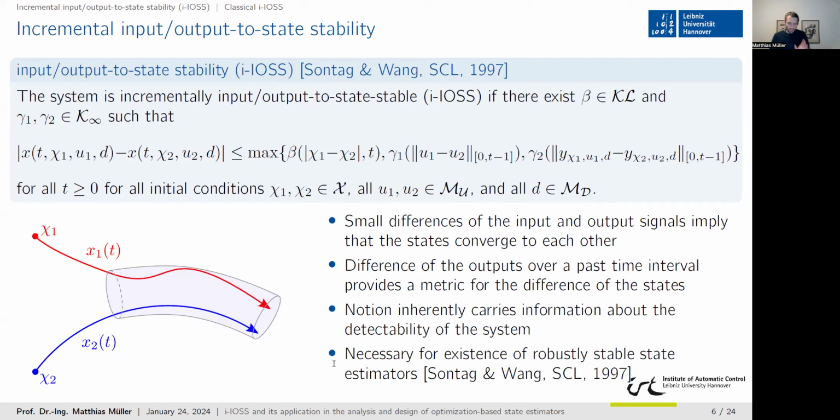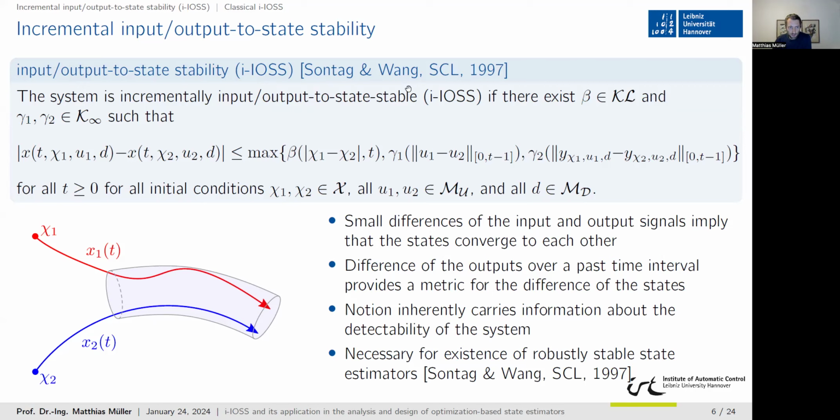Now, in recent years, actually, this is the standard notion, which has been around now for 25 years or so. And in recent years, some time-discounted notions of that have been proven to be particularly useful, especially in the context of optimization-based state estimation. And these I want to show you on the following slide.